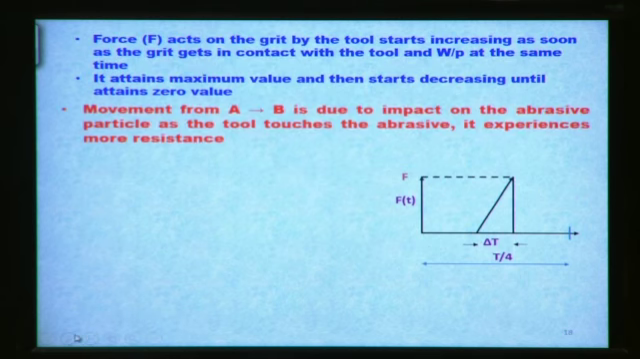So the force acting on the grit by the tool starts increasing as soon as the grit gets in contact with the tool and workpiece at the same time. It attains a maximum value and then starts decreasing until it attains the zero value. So from here to here is its maximum value, and then it goes to zero. The movement from A to B is due to the impact on the abrasive particle, as the tool touches the abrasive and experiences more resistance.